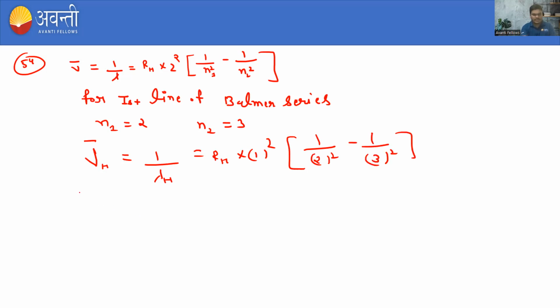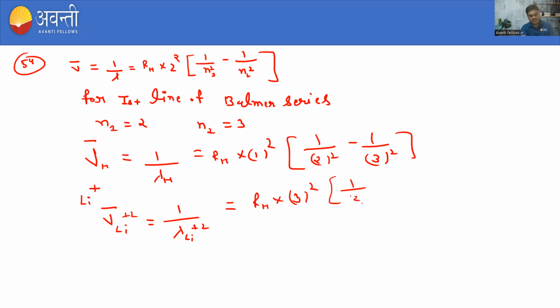Okay. Similarly, for the lithium ion Li plus 2, this will become 1 upon wavelength of lithium plus 2. This is RH, and the atomic number of lithium is 3. And this is 1 upon 2 squared minus 1 upon 3 squared. Right. So on solving, you can actually calculate the value for lithium plus 2.